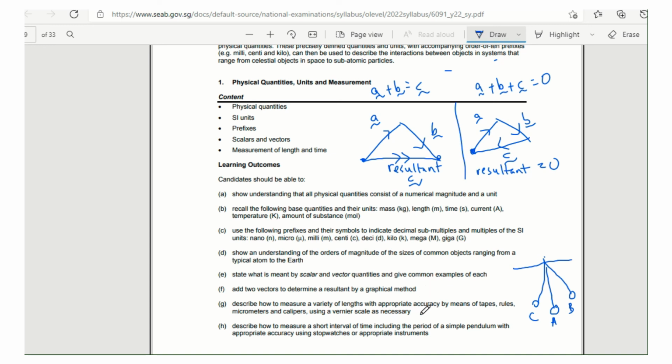In part G, know how to use your micrometer and your vernier calipers. I believe for using a ruler and your measuring tape, it is intuitive by now. So make sure you know how to take the readings for the micrometers as well as the calipers, as well as how to read the zero errors for these two. Finally, for part H, I need you to know what is one period. One period is the time taken for one complete oscillation of the pendulum, and what is one complete oscillation.